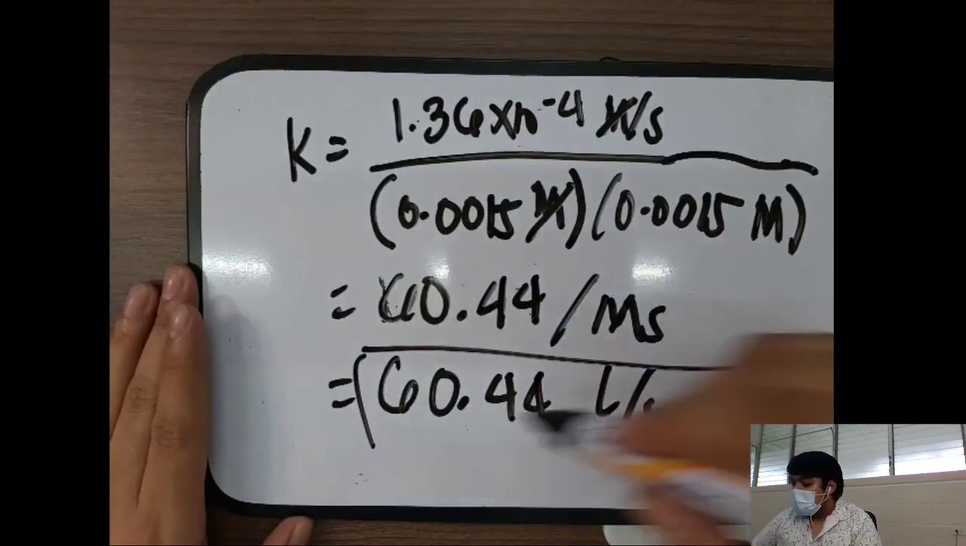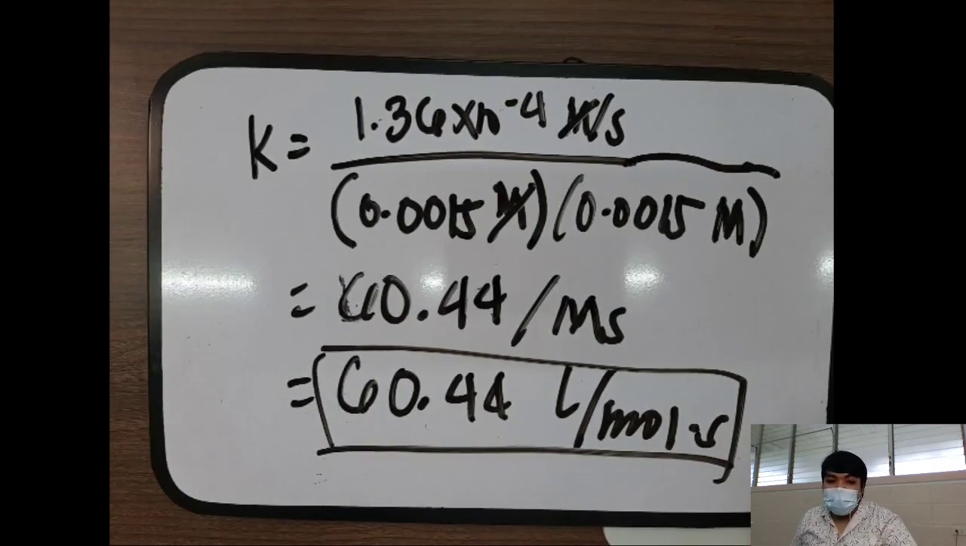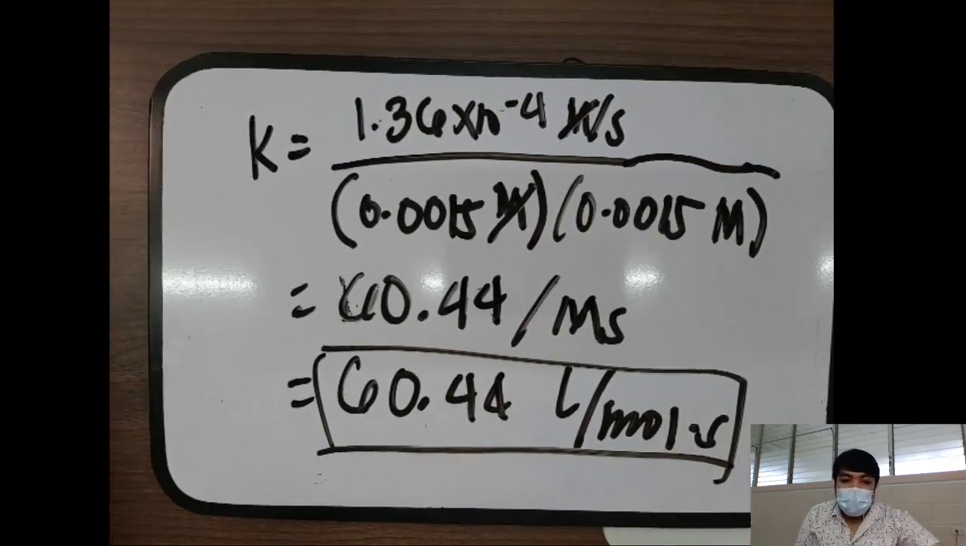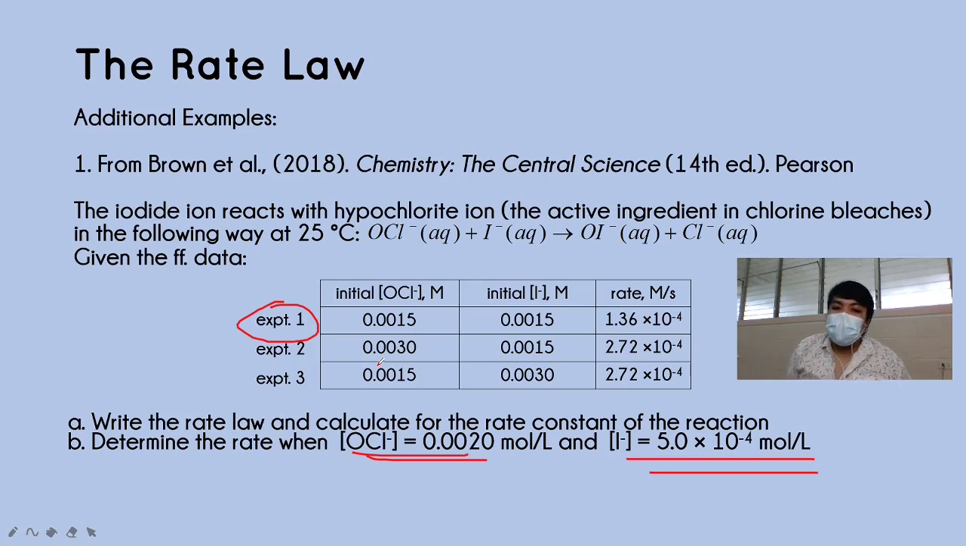That's for letter A. Now we already know the rate constant, we can now answer letter B. Now for letter B, the initial values is this one. So it's 0.002.